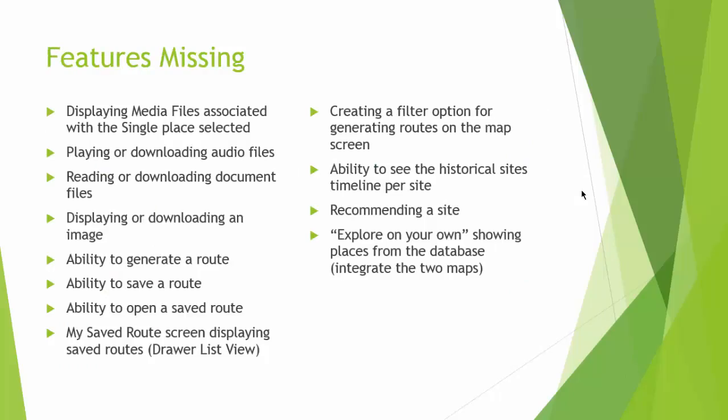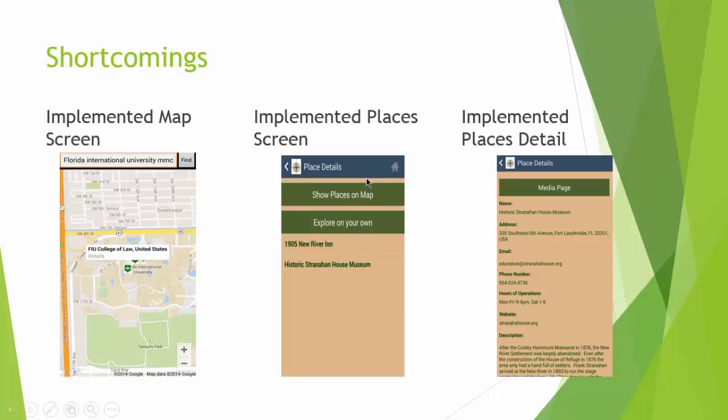Just to give you an overview of the missing features: displaying the media files associated with a single place; playing, downloading, reading, and displaying any of the media files; the ability to generate a route, save it, as well as open a saved route; filtering out generated routes or sites, the ability to just go to the search bar and say I want everything that's open after 5 o'clock; the ability to see the historical site's timeline, which is implemented within the web app and which we'll discuss later; as well as recommending a site and integrating these two maps into one zone.